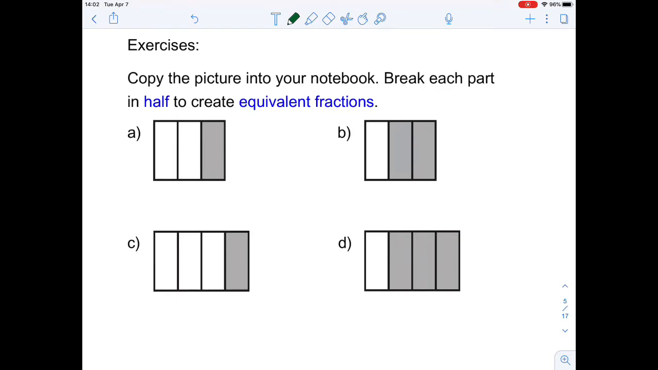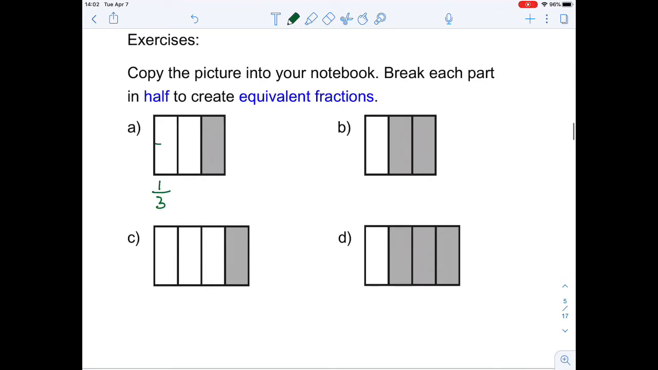So for A, originally we have 1 out of 3, so 1/3. And when we cut in half, it looks something like this. Now we have 6 pieces altogether, and 2 of them are shaded. So 1/3 equals 2/6. Here we have 2/3 shaded. It's always the gray part. Equals, we cut it in half, we now have 4 out of 6 shaded. So 2/3 and 4/6 is the same.